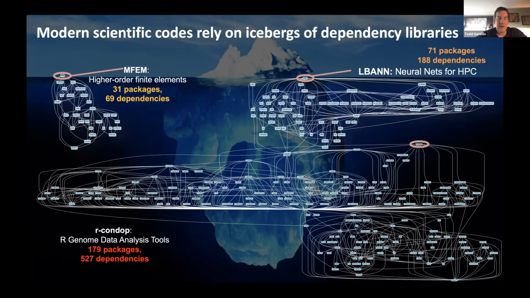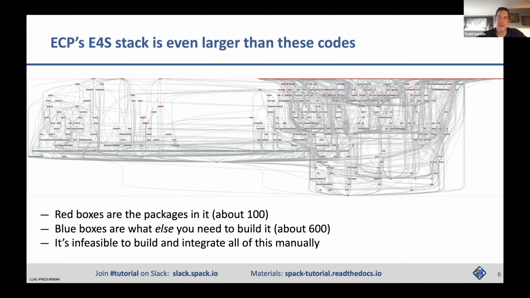But you know, the ECP is even bigger than that. So if you look at ECP's software ecosystem, this is E4S. This is the whole thing actually graphed out. The red parts in here are the around 100 packages that are in ECP ST. So that's all the stuff that we're working on. And then all these little blue dots down here are the things that you need to build the stuff that's in the E4S. So it's a huge ecosystem, and it's infeasible to build all this stuff and integrate it manually.